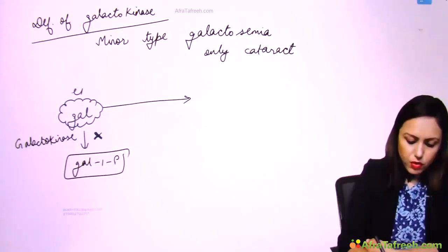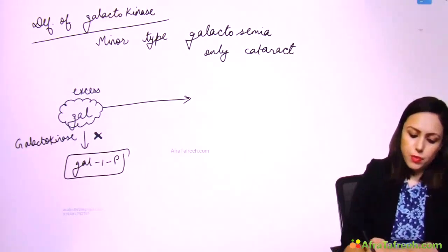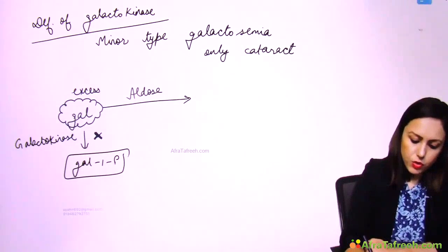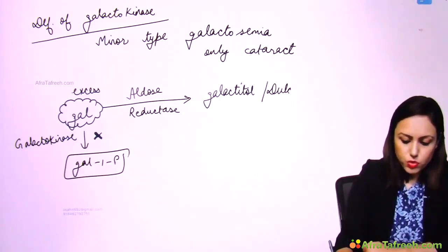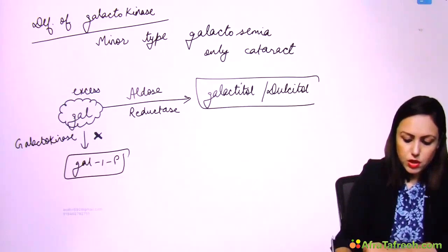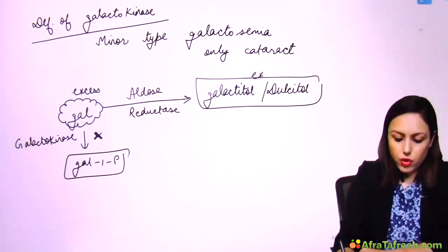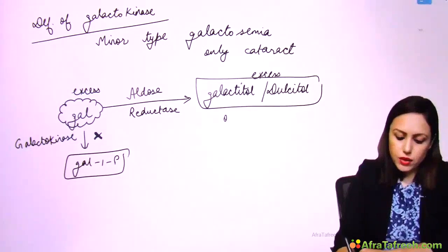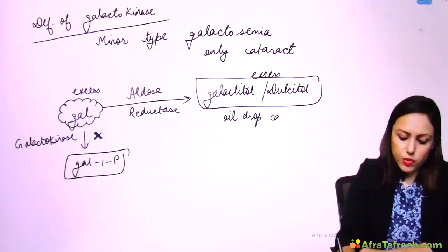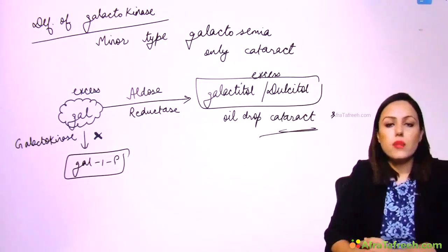This excess of galactose will be taken up by the enzyme aldose reductase, making galactitol, also known as dulcitol, and this alcohol in excess is a hygroscopic alcohol, and this leads to oil drop cataract. So a very important point: in galactosemias there is oil drop cataract.